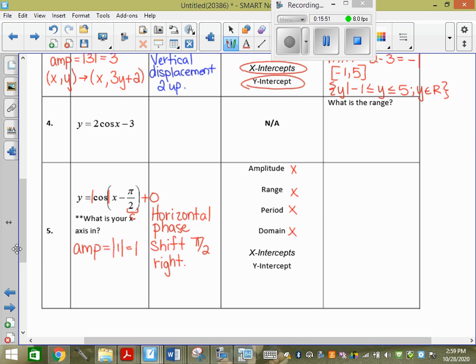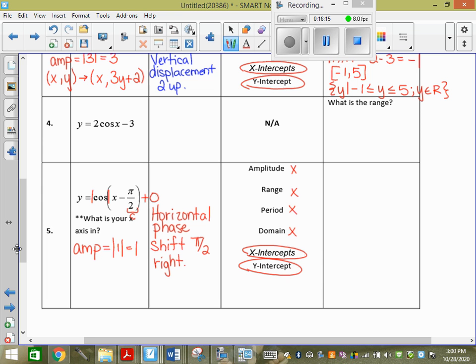My x-intercepts. So anything on the x-axis is moving pi over 2 to the right. Are they changing? Yeah. My y-intercept, something on my y-axis, is moving pi over 2 to the right. You're pulling it off the y-axis, correct? So both of these are changing. So the moment you have a vertical displacement or horizontal phase shift, your x and y intercepts are moving.